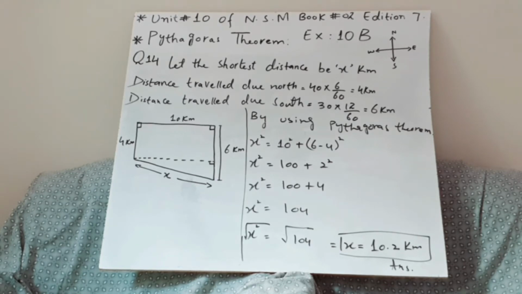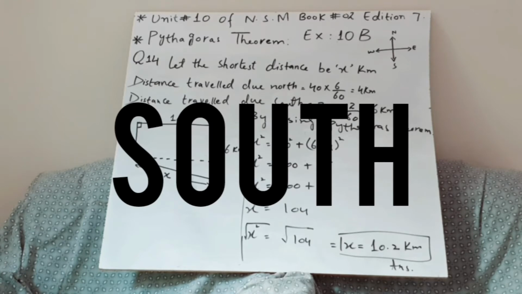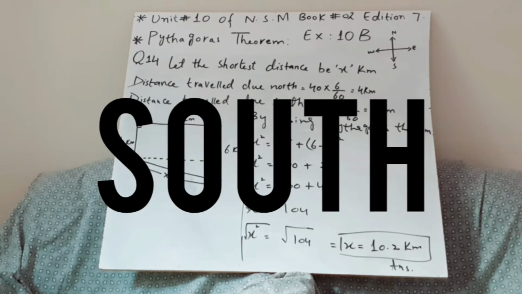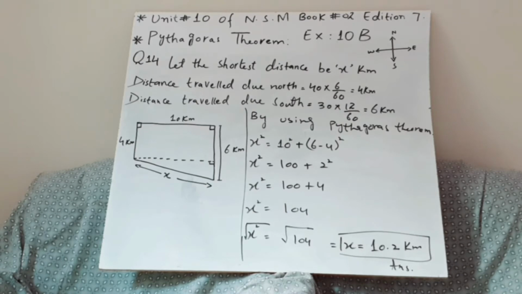Then the distance traveled due south is given as 30 km per hour for 12 minutes. So how can we find it? 30 multiplied by 12 divided by 60 equals 6 km. So now we have 6 km after traveling 12 minutes. So we have converted the speed given in kilometer per hour into kilometer distance. Now by using the Pythagoras theorem, we have assumed the shortest distance to be x kilometer, which is shown in the figure.